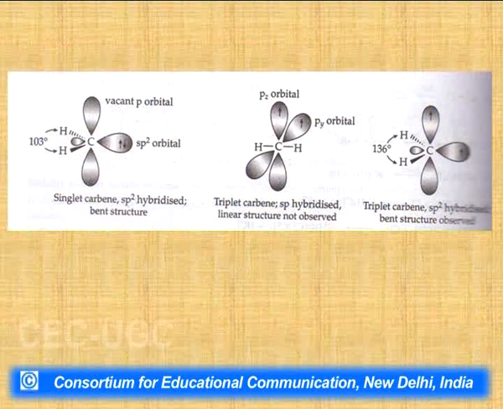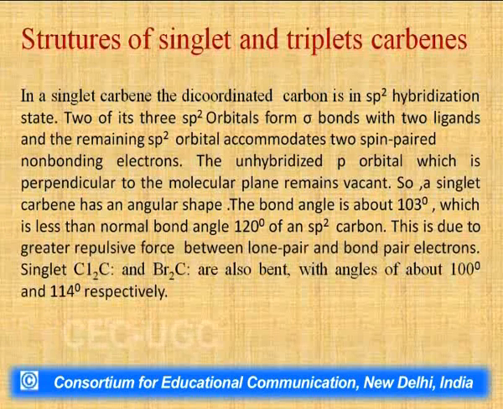You can see in the figure that this unhybridized p orbital is vacant, while the hybridized sp2 orbital contains the electrons. The bond angle is about 103°, which is less than the normal bond angle of 120° for an sp2 hybridized carbon. Why is it so? It is because of greater repulsion between the lone pair and bond pair electrons. Singlet CCl2 and Br2C are also bent, with bond angles of 100° and 114° respectively.